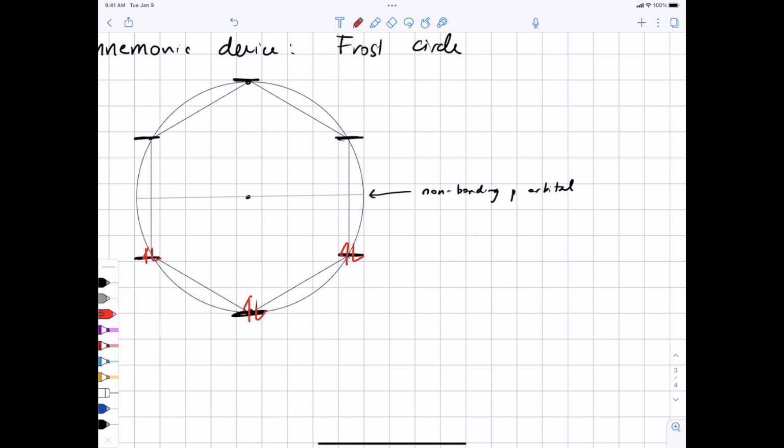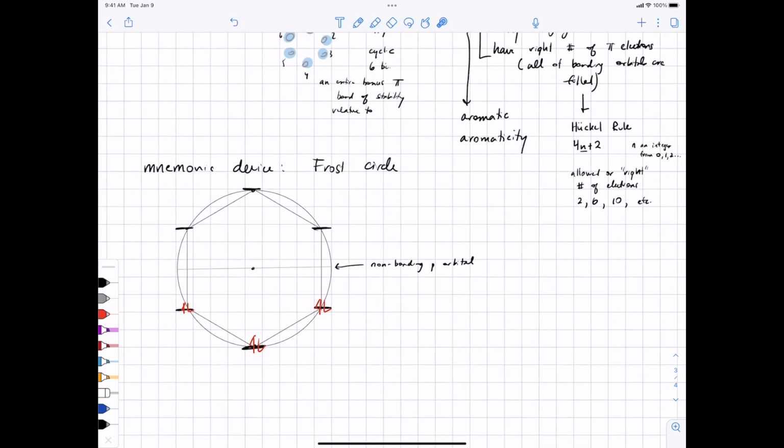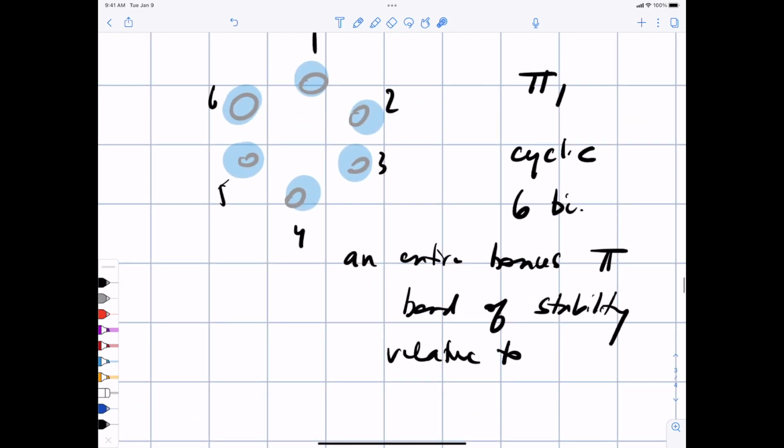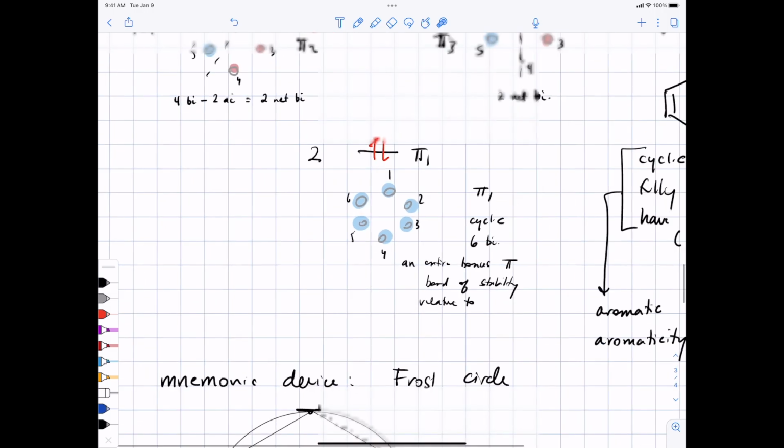But you can do this with polygons of any size: triangles, squares, pentagons. The bottom point always has to be downward though, because no matter what size cycle, you're always going to have one option where everything's all overlapping with bonding interactions.